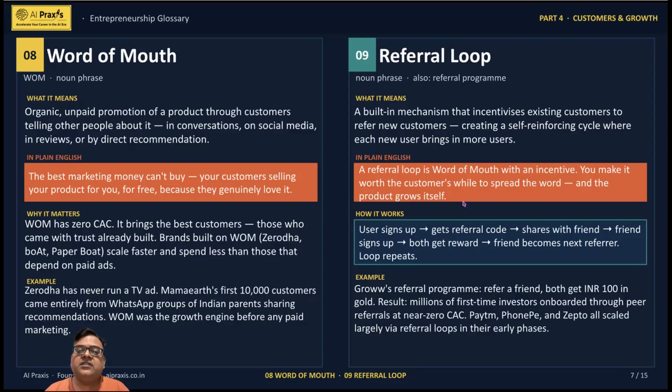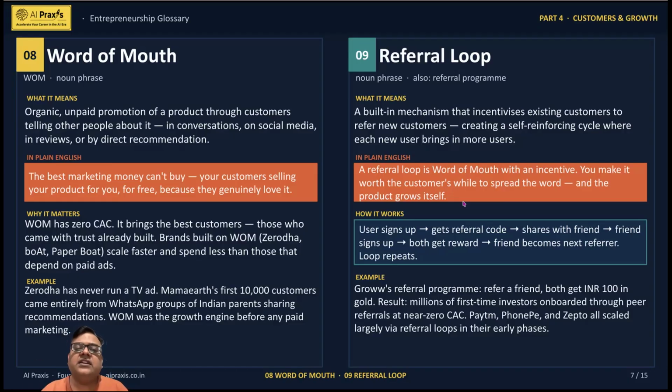Now, why does it matter? Because it has zero CAC, first of all, and it brings the highest quality customers. Let's look at examples. Zerodha, no TV ads, for example. Mamaearth, first 10,000 customers came from WhatsApp groups. Parents recommending to parents. That is word of mouth in action.